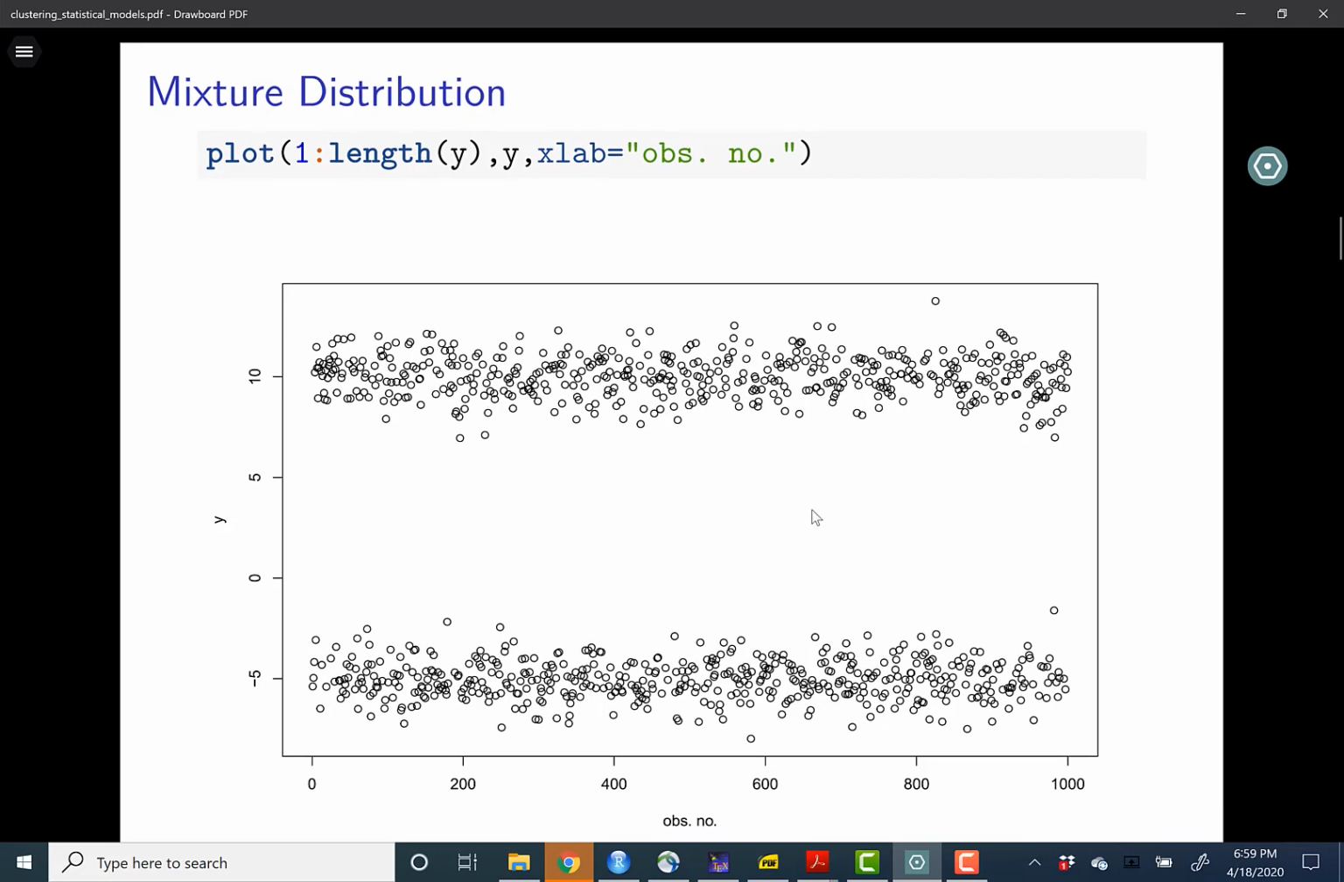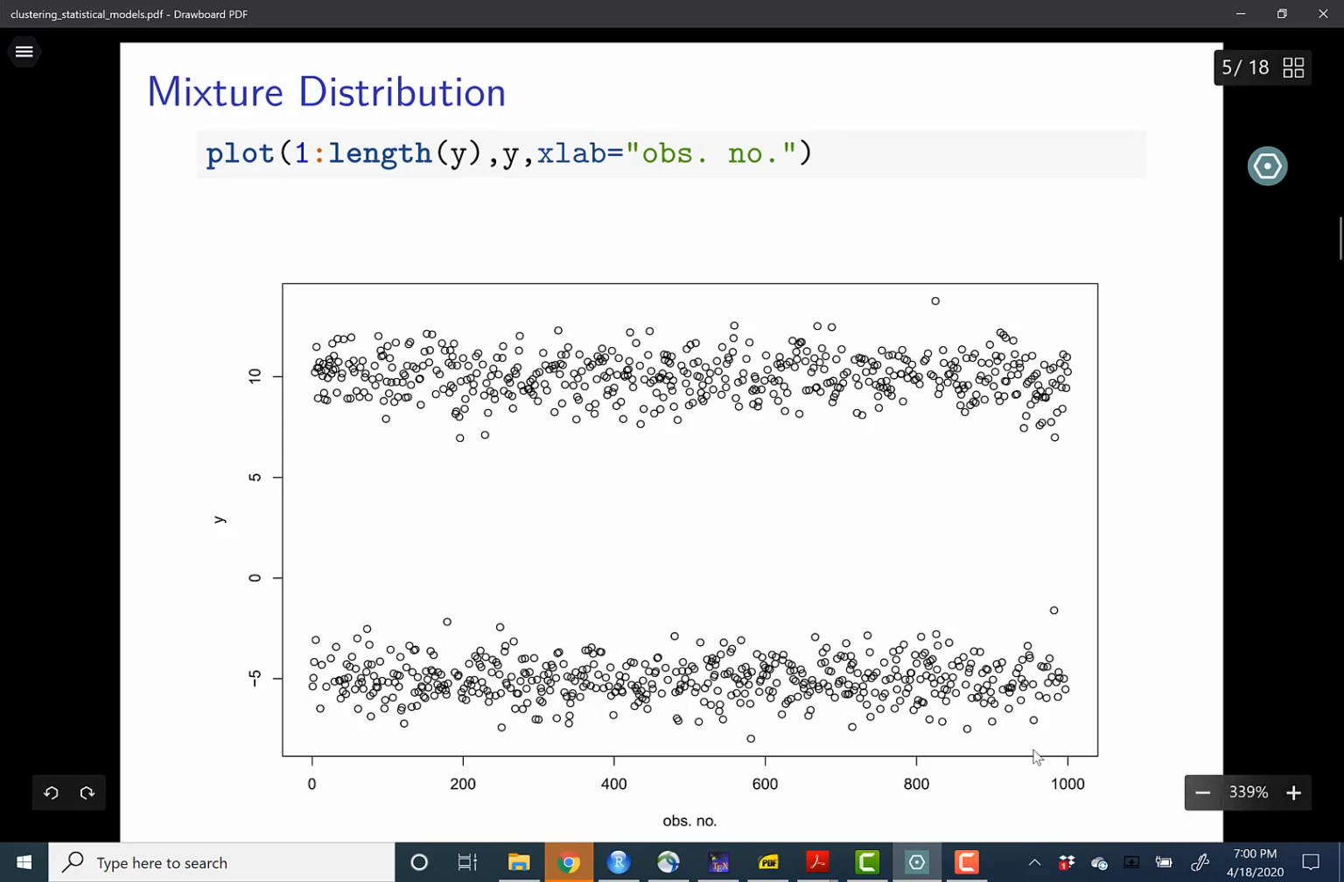This is just a different way of visualizing the data set. On the x-axis, I have the observation number. So the first point would be 1, comma, its y value. You can see that I have these two lines here. It makes sense that this is the first 500 observations that are centered around -5, and this is the remaining 500 observations that are centered around 10. This is just another way to visualize the same thing. The x-axis is just the observation number of the data points. This goes from 1 to 1,000 because I have up to 1,000 points here.